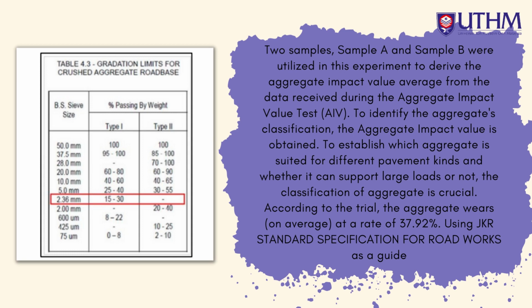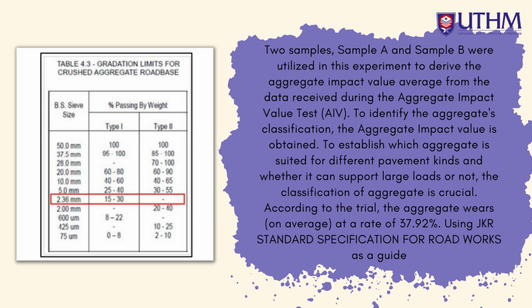Two samples, sample A and sample B, were utilized in this experiment to derive the aggregate impact value average from the data received during the aggregate impact value test. To identify the aggregate's classification, the aggregate impact value is obtained to establish which aggregate is suited for different pavement kinds and whether it can support large loads or not. The classification of aggregate is crucial.